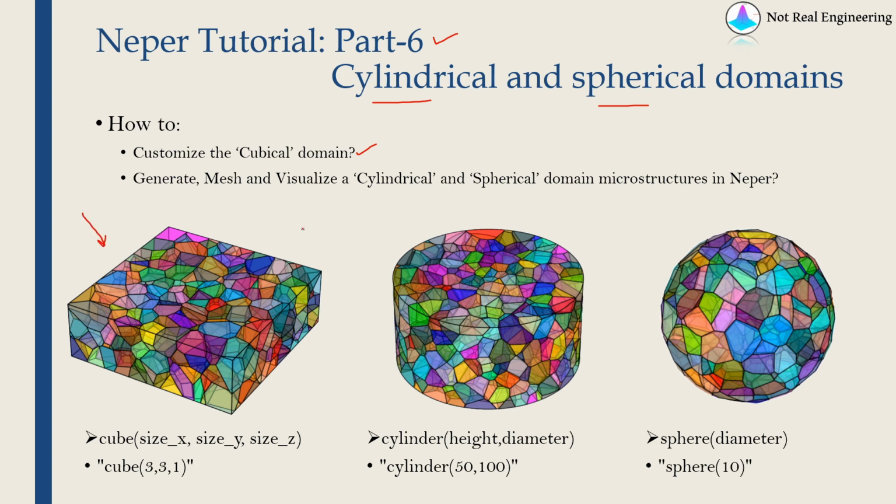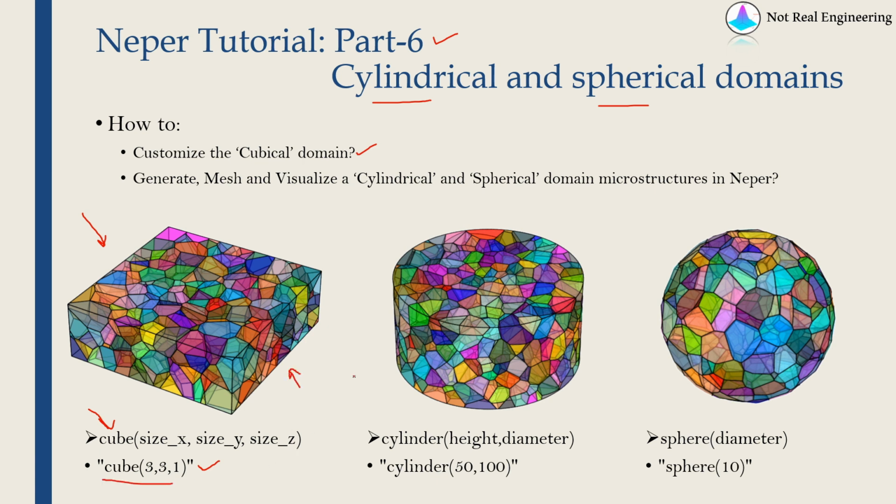If you don't define any domain, Neper will by default always create a microstructure in shape of perfect cube. So if you want to customize that cube, if you don't want all sides of that cube as equal, you can use this command. If you use this command, you can define sides of your RVE in X direction, Y direction and Z direction separately. This is one example, and this is the shape you will get.